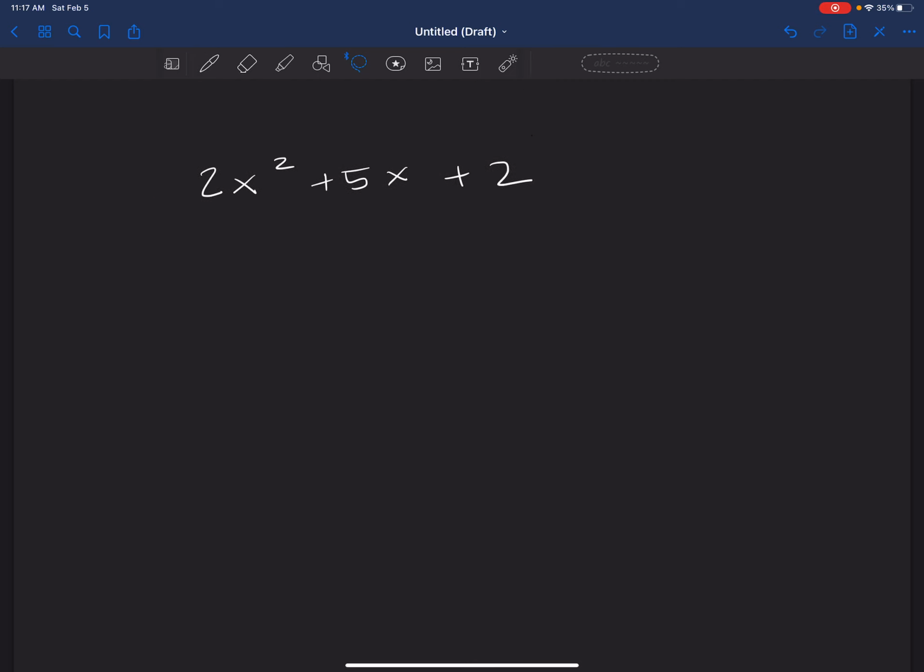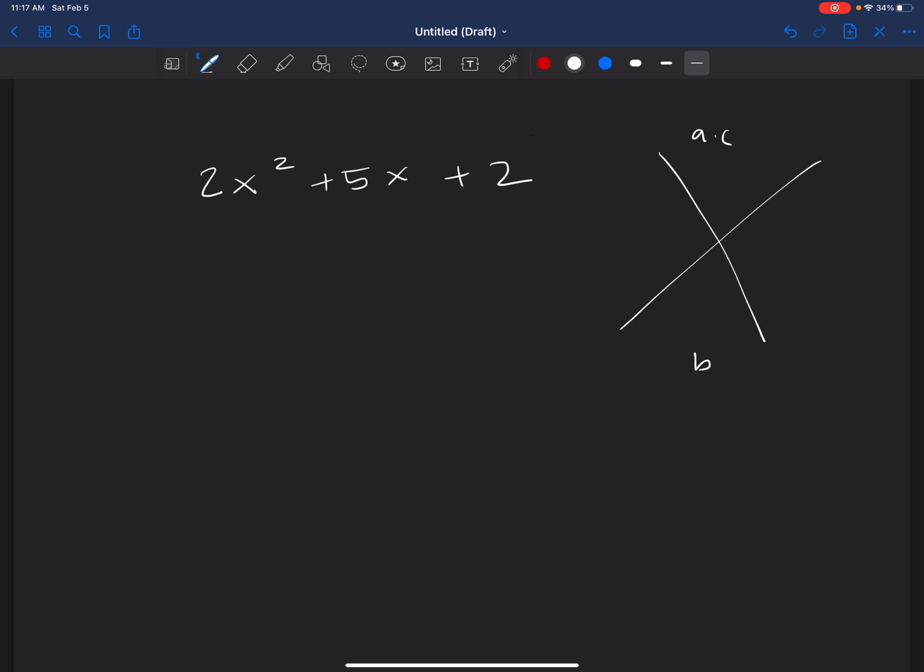And basically, all I have to do is check if there's a GCF. Always check if there's a GCF. We have 2x squared plus 5x plus 2, and I don't see a greatest common factor that goes into any of those numbers, so that means I can go ahead and proceed to my x method that I'm going to draw. And remember, a times c goes up top, b goes in the bottom.